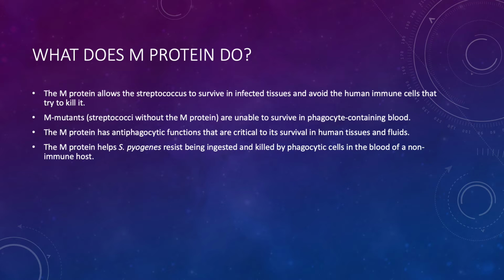What does M protein do? The M protein allows the streptococcus to survive in infected tissues and avoid the human immune cells that try to kill it. M mutants, which are streptococci without the M protein, are unable to survive in phagocyte-containing blood. The M protein has anti-phagocytic functions that are critical to its survival in human tissues and fluids. The M protein helps Streptococcus pyogenes resist being ingested and killed by phagocytic cells in the blood of a non-immune host.